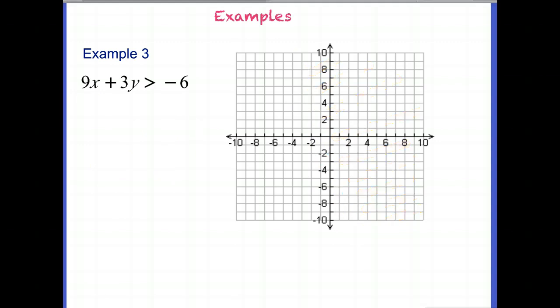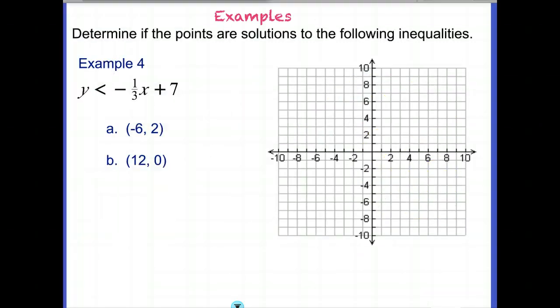Okay, now let's look at our third objective. Our final objective is we want to determine if these points are solutions to the following inequalities. So in example 4, we have an equation. I can graph it, and then I can see if these points fall in my solution area or not, or I can do it algebraically. And we're going to do it both ways. So let's actually look at it graphically first, since that's what we've been doing.